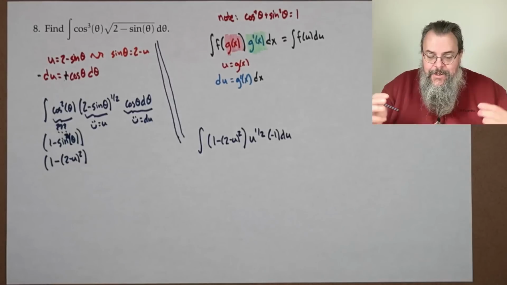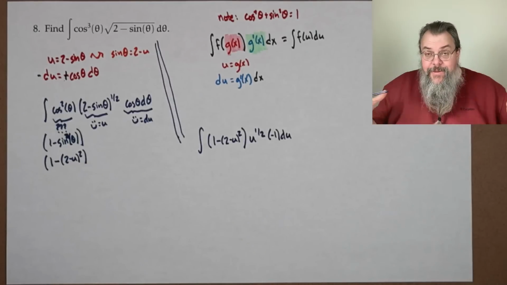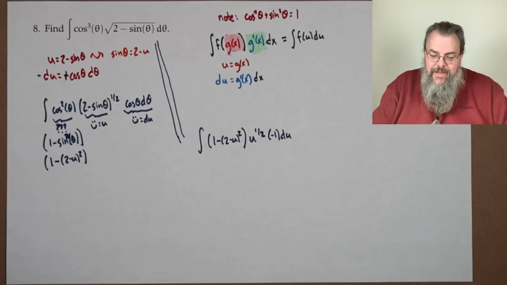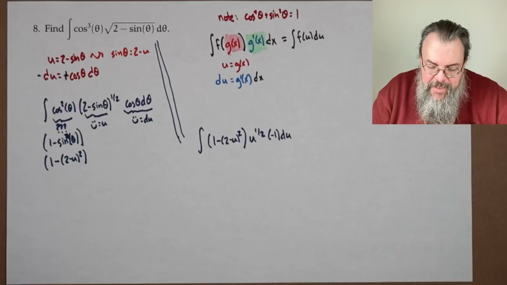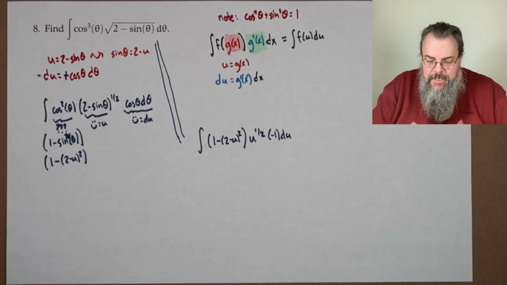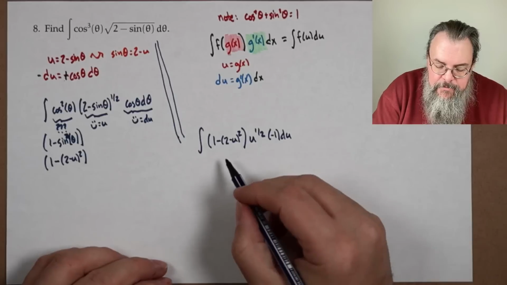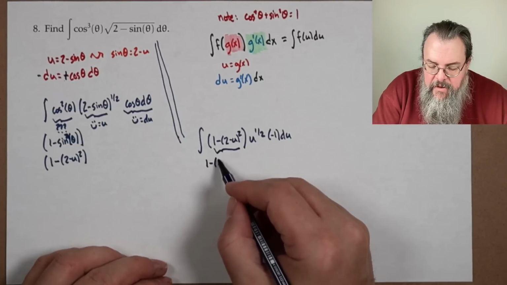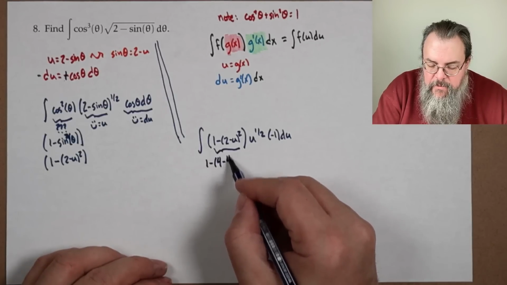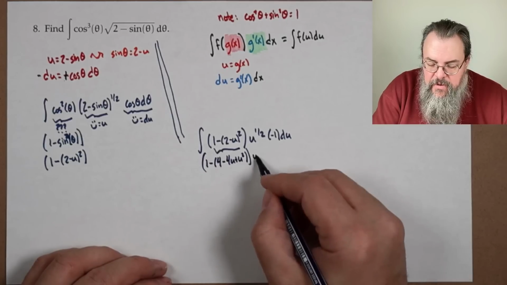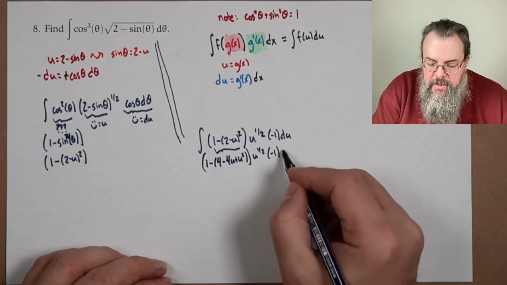All right, now the good news is this is algebra. And that's great news. We love algebra. Okay, so let's see what this becomes. We're going to start unraveling here. And this first part, let's expand this. So this is 1 minus (4 minus 4u plus u squared), times u to the 1/2, times minus 1.